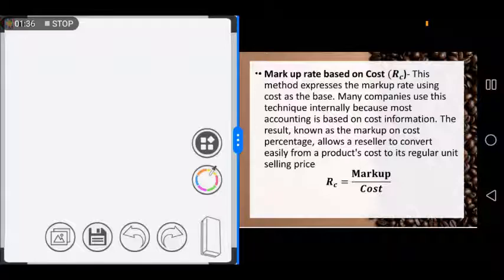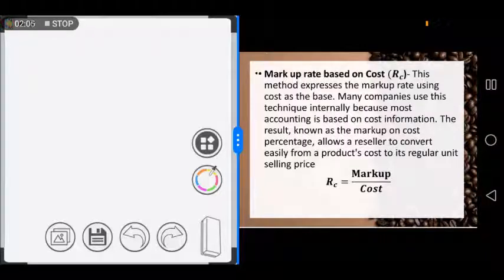Okay? So, bakit sinabi na easy? Convert easily from a product's cost to its regular unit. This rate kasi will be used and will be multiplied to the cost to get the markup and added the result to the cost para makuha mo yung selling price. No? So, mas maintindihan natin yun pag nagsosolve na tayo ng selling price given the markup rate based on cost.